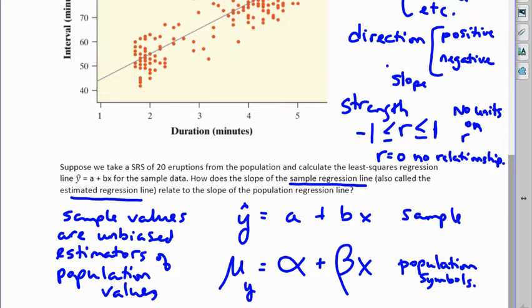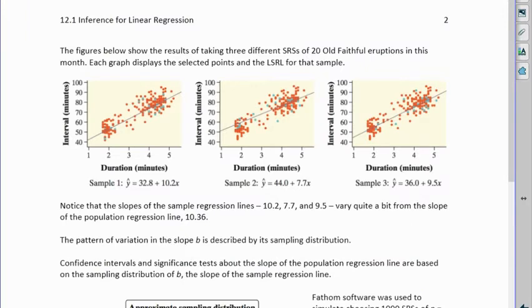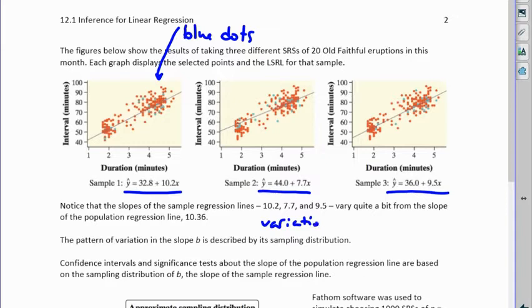Now, we could go out and take these samples, and you can see someone went out and took a sample of 20 eruptions. It's hard to see, but there are some blue dots on this graph, and those blue dots represent the sample. From that sample, they generated a slope and a y-intercept, a predicted equation. And then they have another predicted equation and another predicted equation. You can see that the slopes, as we expect with sample data, have some variation from the true value, because in this situation, we actually know what the true population is.